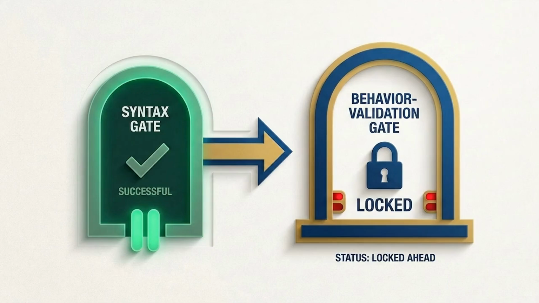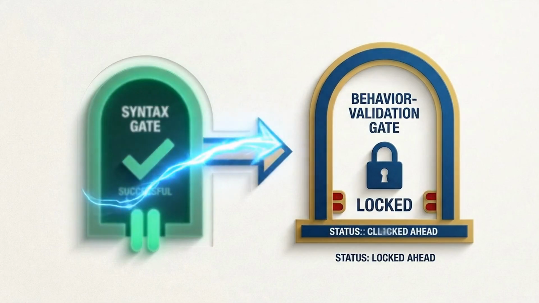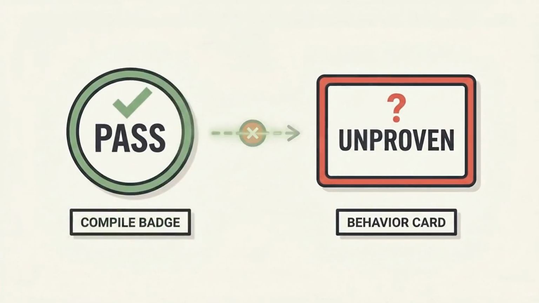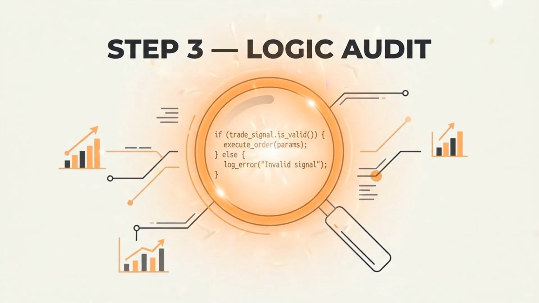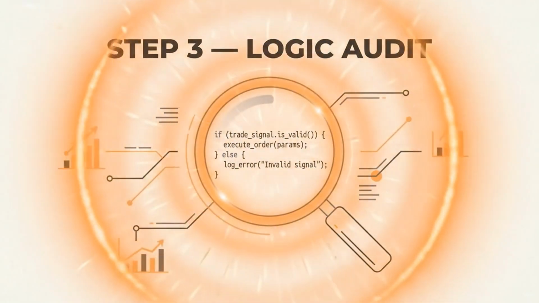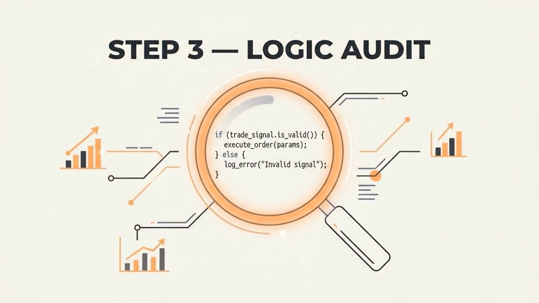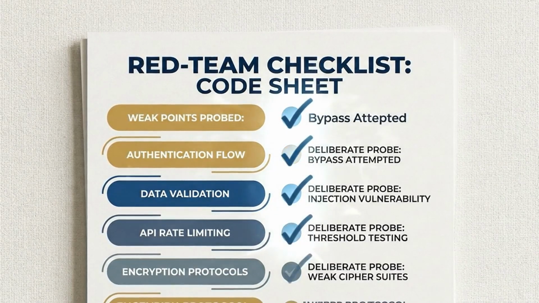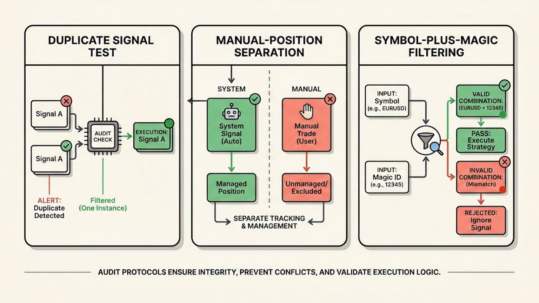Eventually, we want 0 errors and 0 warnings, but that is only the end of the syntax test. It is not evidence that the bot trades correctly. Step 3 is where most AI-built bot demonstrations stop too early. The logic audit. I give ChatGPT its own code and ask it to attack the implementation.